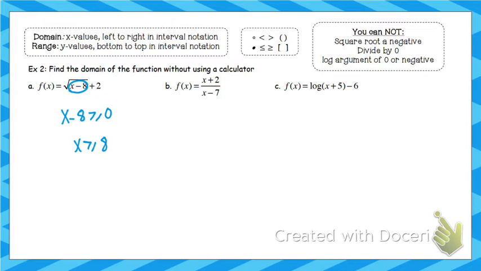Now I'm going to write that in interval notation. So if x is greater than or equal to 8, that means 8 is the smallest x value. It's or equal to, so it touches, and it keeps going to infinity.